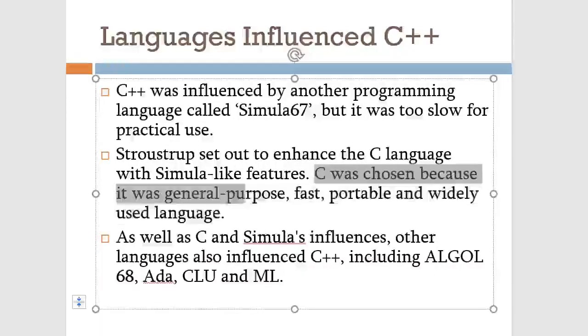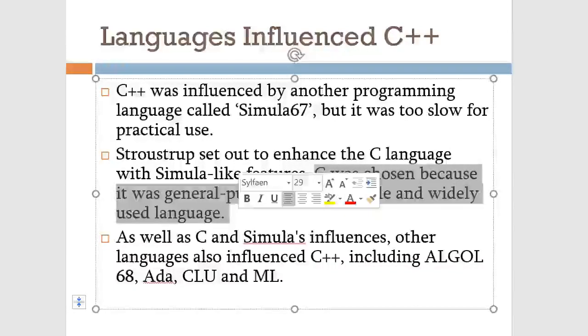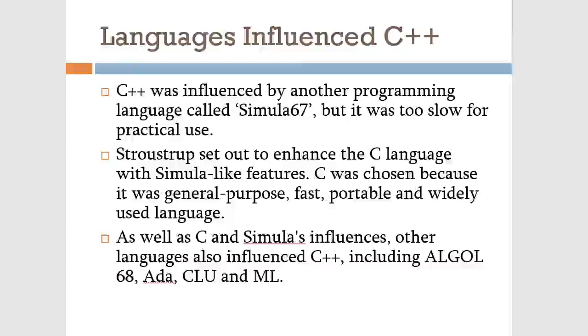C was chosen because it was a general purpose, fast, portable, and widely used language at that time. So C is a base or reference of the C++ programming language. And most of the features from C language are present in C++ with additional or advanced modifications or newly added features. There are many other languages that influenced C++, including Algol 68, Ada, CLU, and ML.